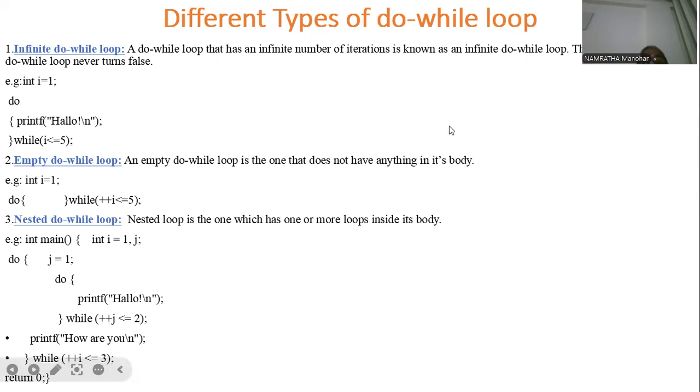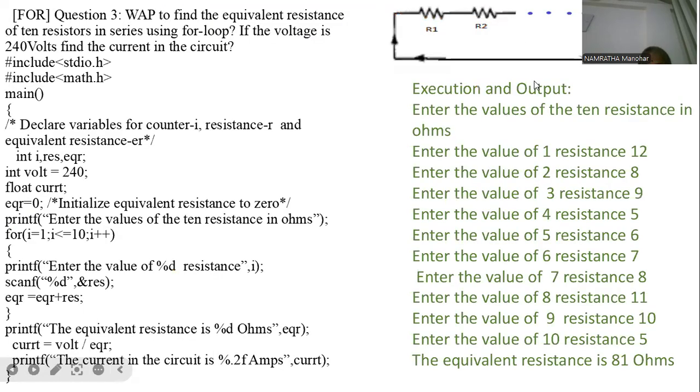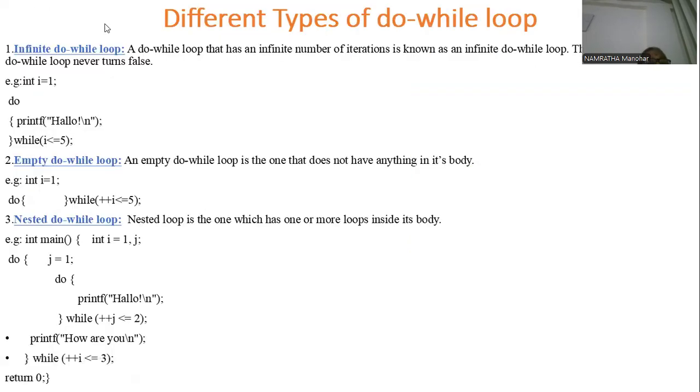Now, what is an infinite do while loop? The infinite do while loop has an infinite number of iterations. It is known as an infinite do while loop. The test condition of the infinite do while loop never turns false. So this we should never do. Do while i is less than or equal to 5. Here initially I gave i equal to 1, right? So when i is equal to 1, i is less than or equal to 5. But here I'm never incrementing or decrementing the counter. So i will always be 1. Since i is always less than or equal to 5, it keeps on printing the word hello, right?